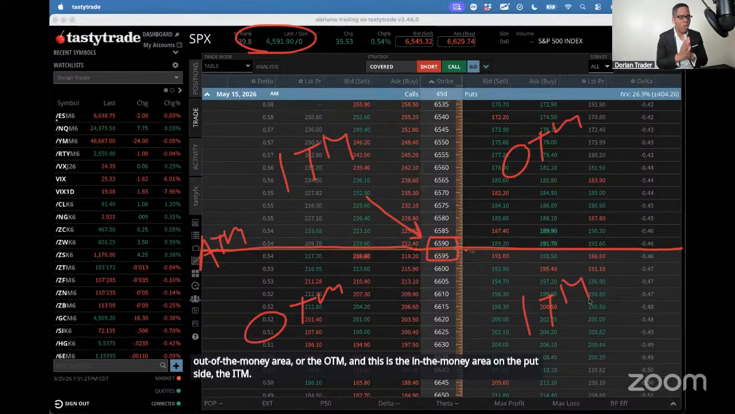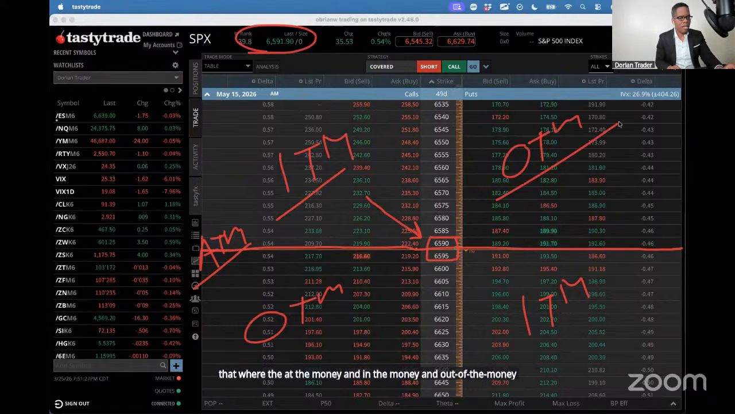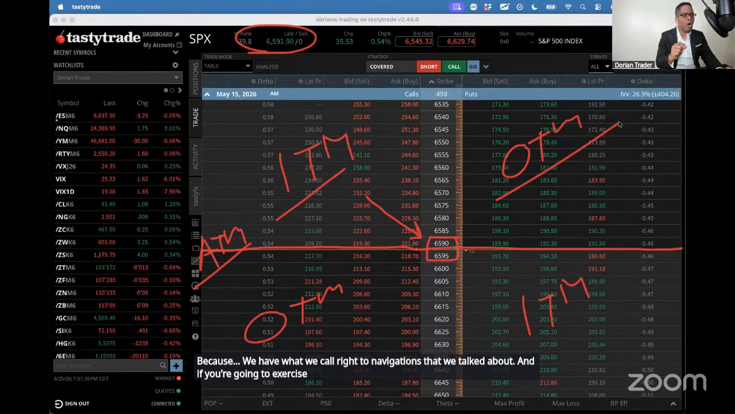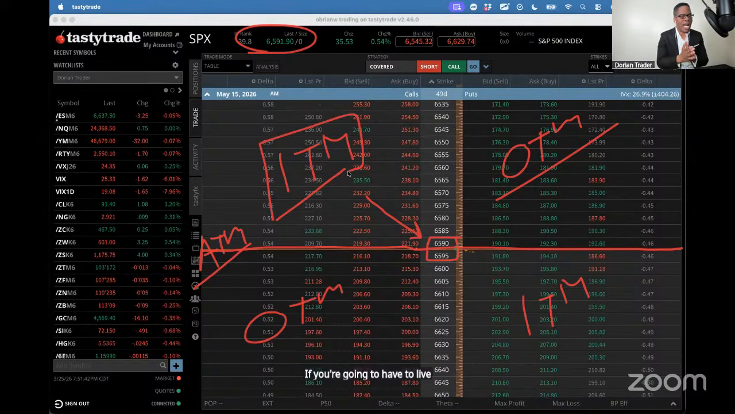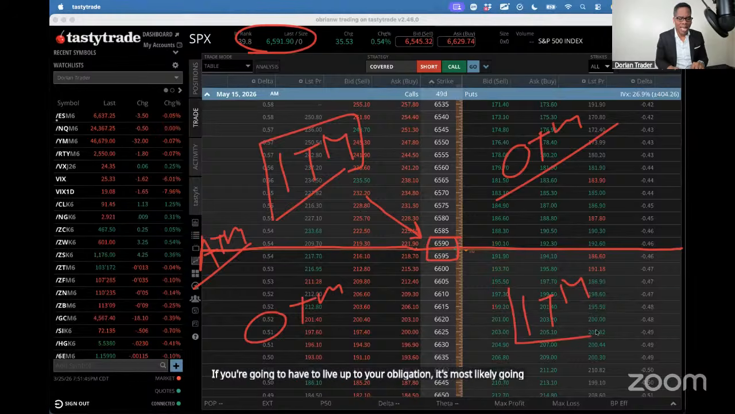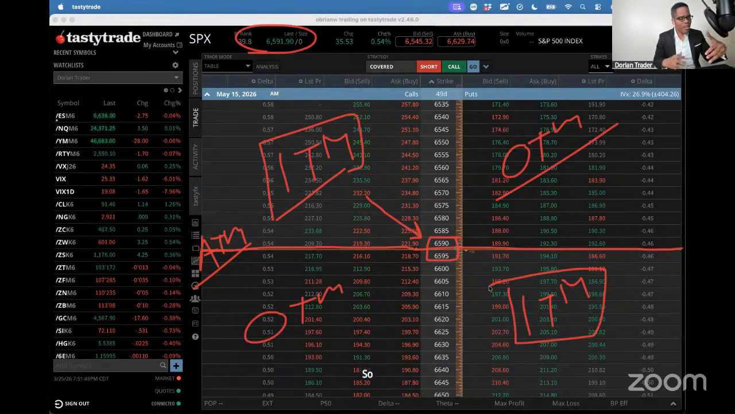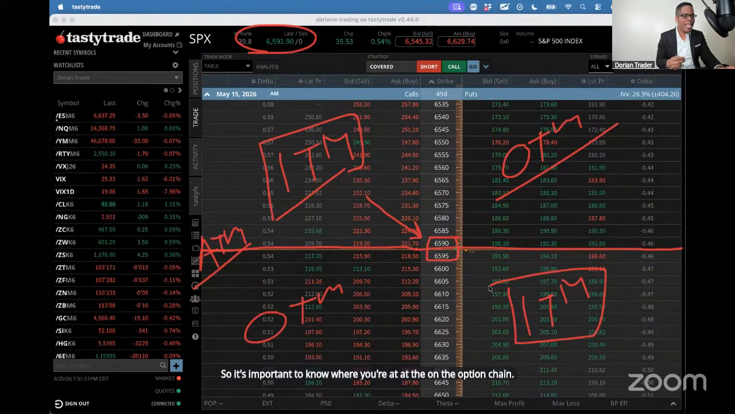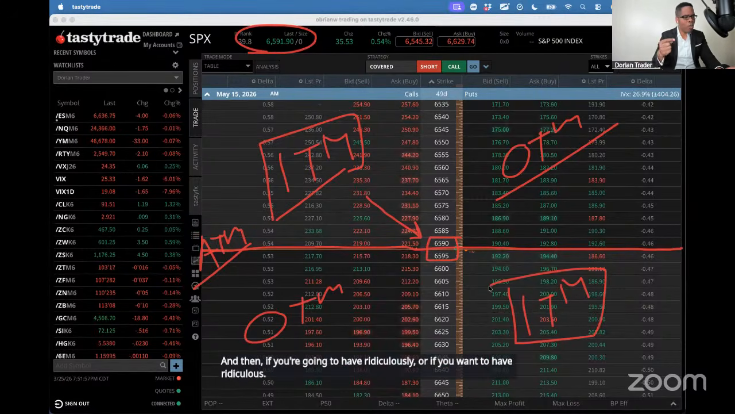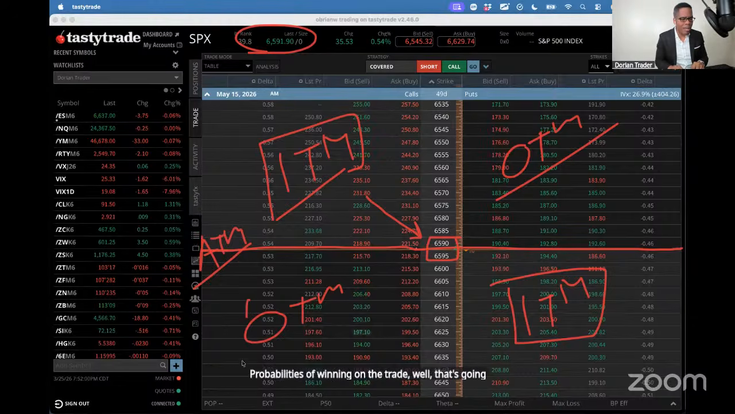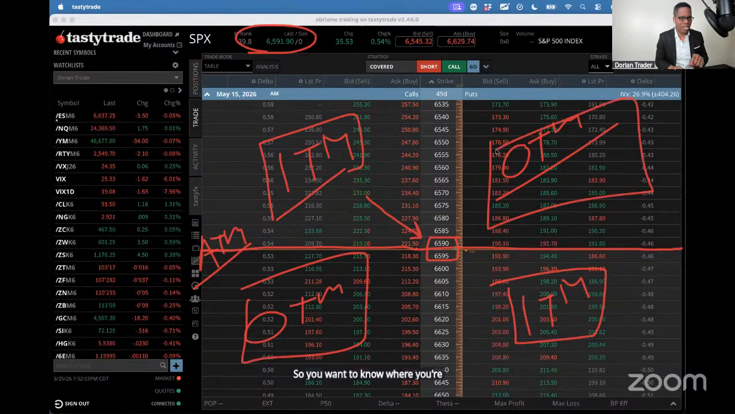So it's very, very important that you know where the at the money and in the money and out of the money area is at, because we have what we call rights and obligations that we talked about. And if you're going to exercise your right, it's most likely going to be in the money. If you're going to have to live up to your obligation, it's most likely going to be in the money. So it's important to know where you're at on the option chain. And if you want to have ridiculous probabilities of winning on the trade, well, that's going to be done in the out of the money area. So you want to know where you're at on an option chain.